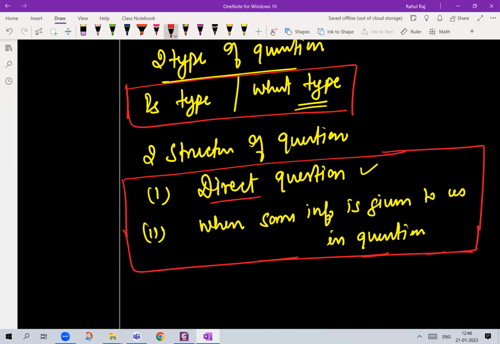So how do we approach a direct question? How do we approach it when some information is given to us in the question? Because if there is some information given to us in the question, it is not to beautify the question for sure. 100% this information will be used while we are solving the question. So from now onwards, for every question, let's understand what the type of the question is and what the structure of this question is.